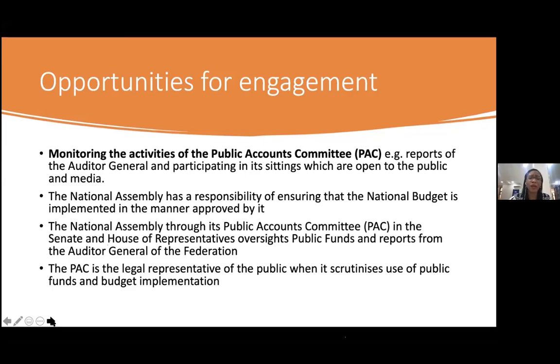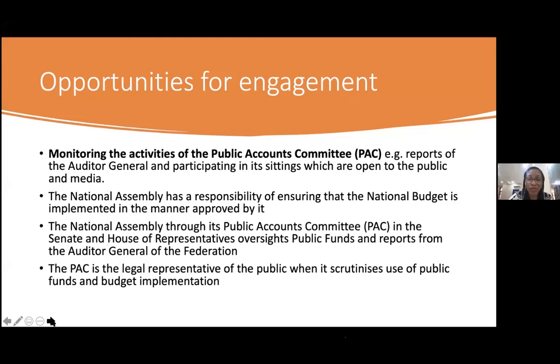Then I also brought up monitoring the activities of the Public Accounts Committee. The Public Accounts Committee is a very important committee of the National Assembly, and their job is to scrutinize the use of public funds. Public Accounts Committees are usually headed by a member of the opposition. The whole idea is to create a balance and put somebody who is able to speak without fear of repercussion from their party.